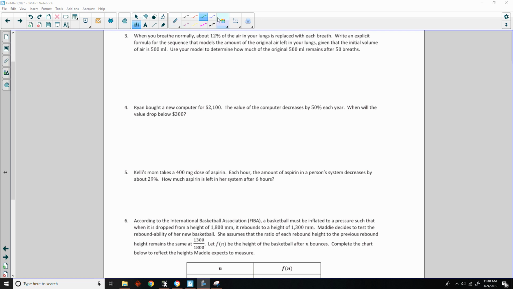Okay, number 3. When you breathe normally, about 12% of the air in your lungs is replaced with each breath. Write an explicit formula for the sequence that models the amount of the original air left in your lungs, given that the initial volume of air is 500 milliliters. Use your model to determine how much of the original 500 milliliters remains after 50 breaths. So we have a function with respect to time.